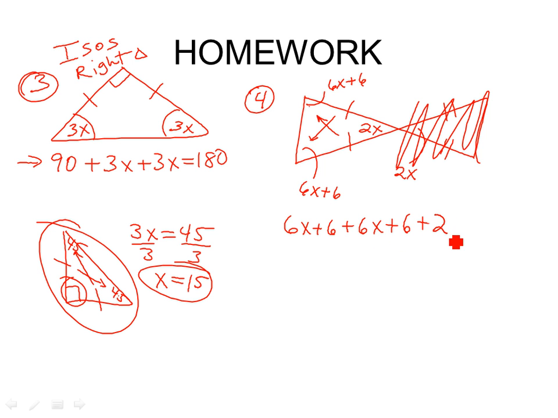Now, where most of the students get themselves in trouble, did they ask you to find that angle? No. So most people just say, well, I can't do anything because I don't know all three angles. Sometimes you got to find stuff that you don't actually need for the answer, but it helps get you to the answer. So then that adds up to 14x plus 12 equals 180.